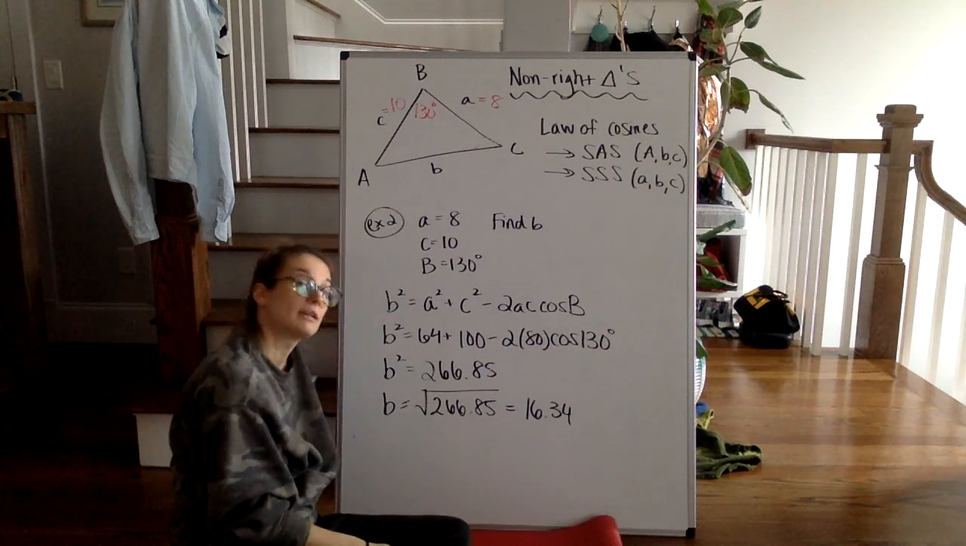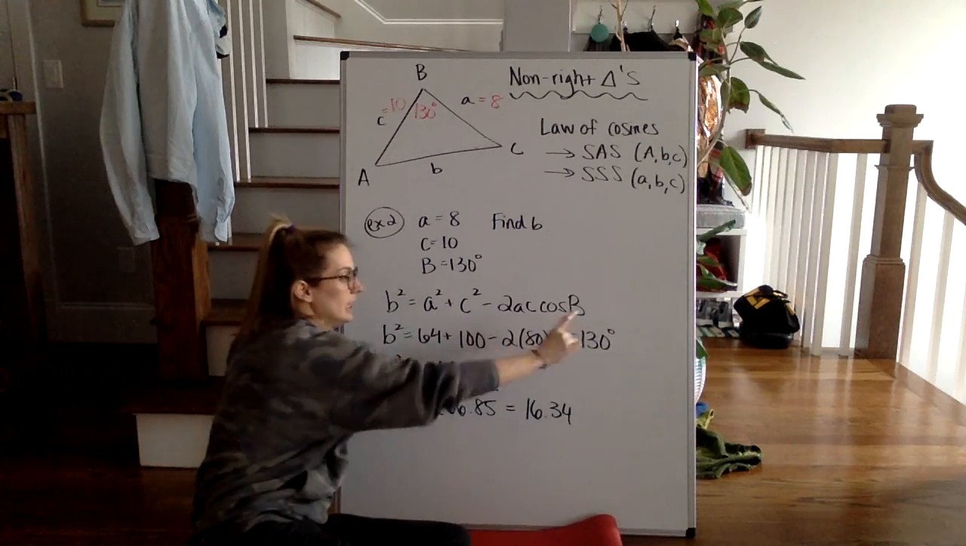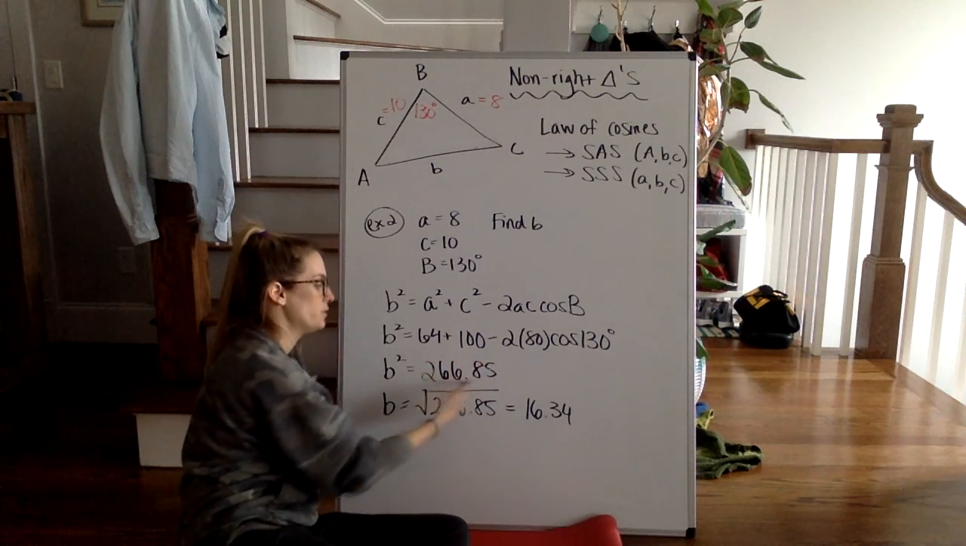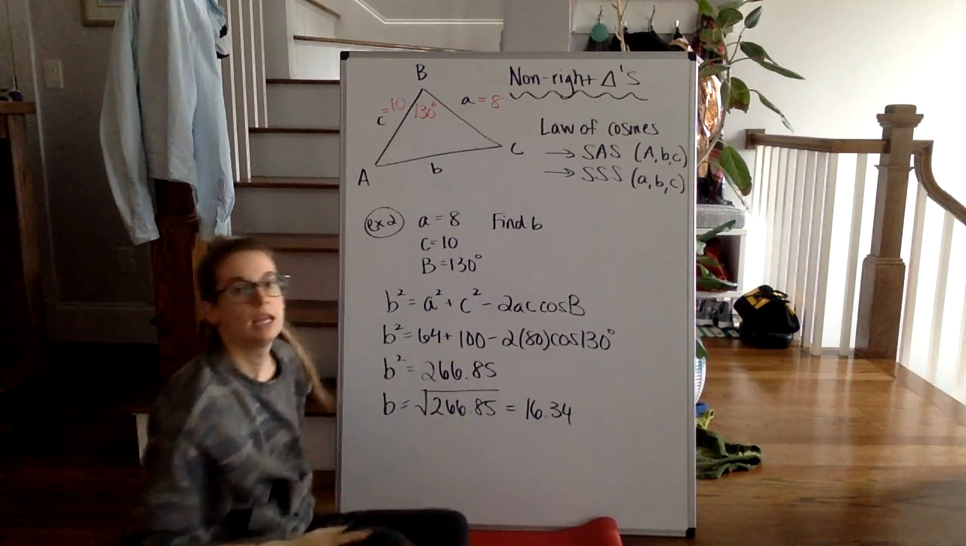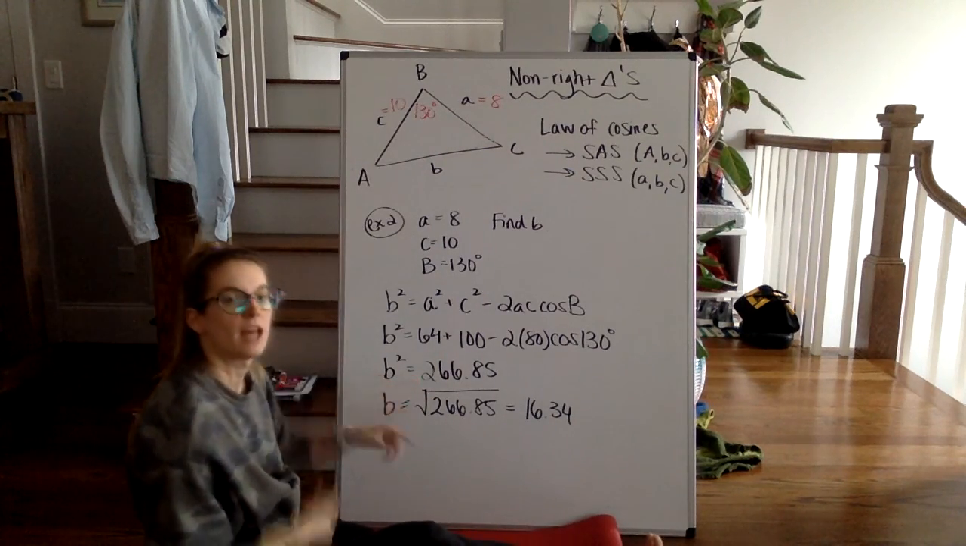Please make sure you're in degree mode on your calculator. We're going to evaluate this whole expression here, and we approximate it to 2 decimal places. If you pop this in your calculator, it's going to give you 266.85. And please remember, you are not done yet. That is not the value of b. That is the value of b squared.